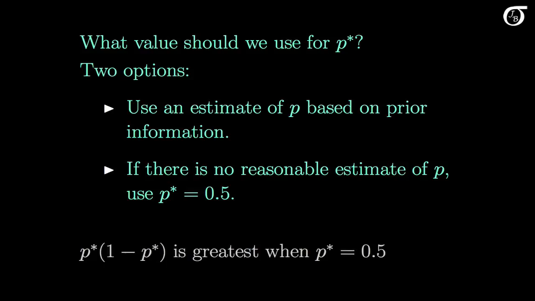The quantity p star times 1 minus p star is greatest when p star is equal to 0.5. So the choice of p star of 0.5 results in the largest minimum sample size of any value of p star. I'll let you verify that for yourself. Let's work through a couple of examples.